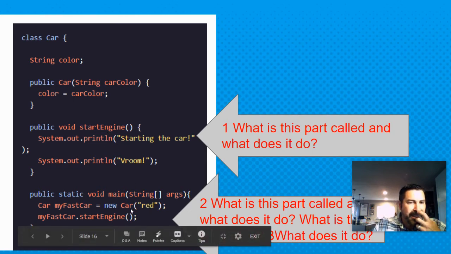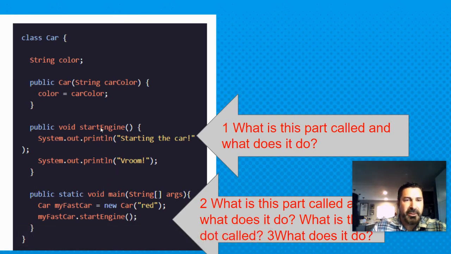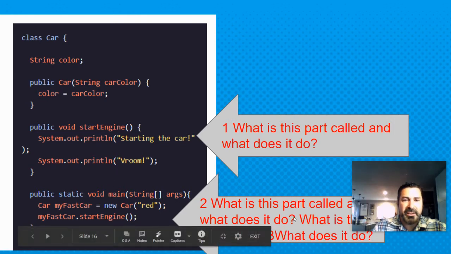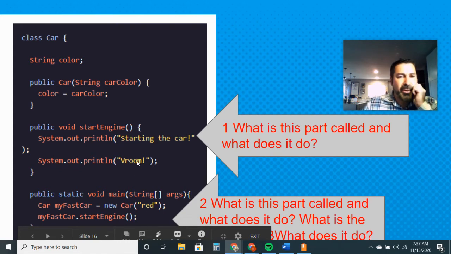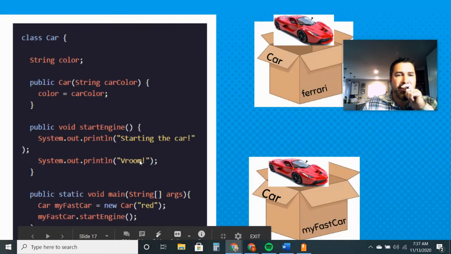And then the next one is right here when we say myFastCar dot startEngine. The question is, what is this thing? Number 2, what is this? Okay, answer that. And then the next thing is, what is the dot part and what does it do? So what does this thing right there do? Okay, so answer that in your notes. All right, excellent. Let's go to the next slide.